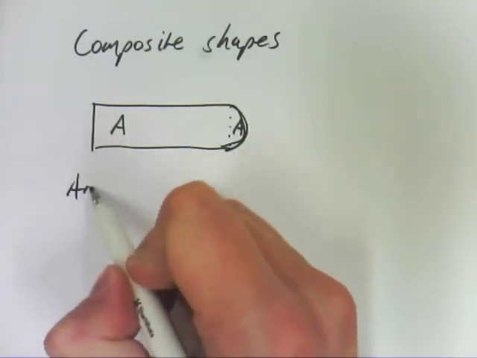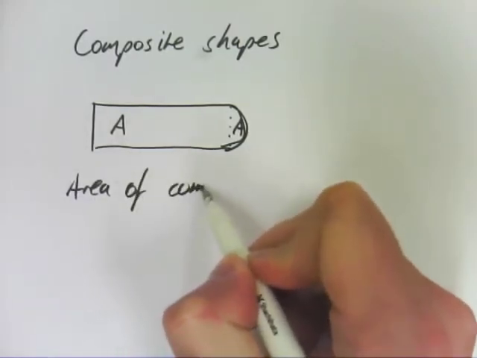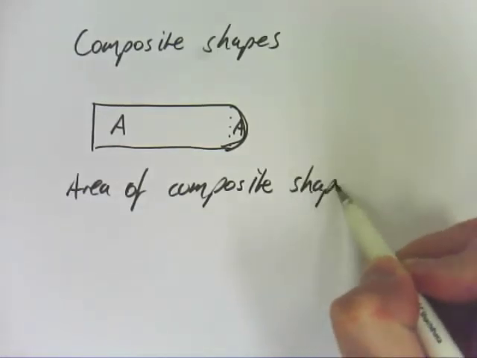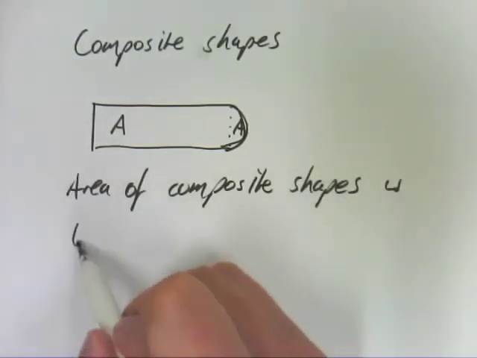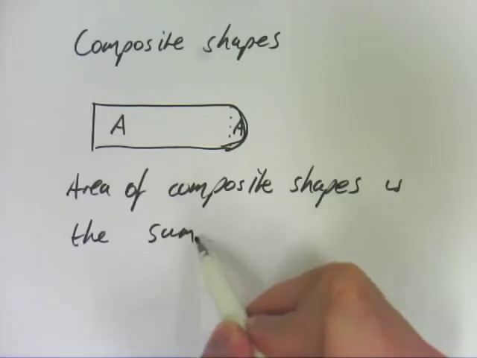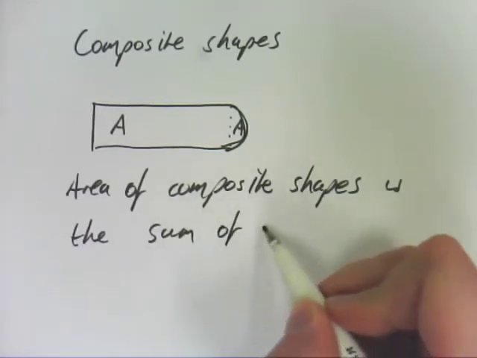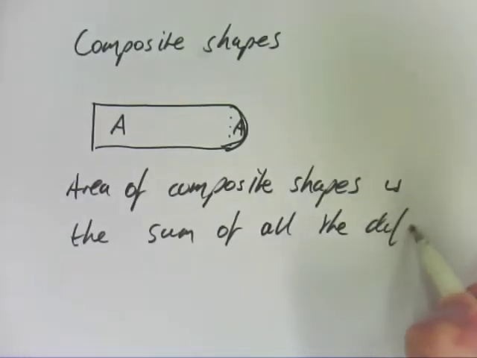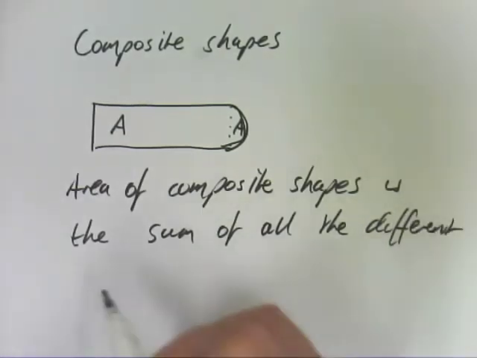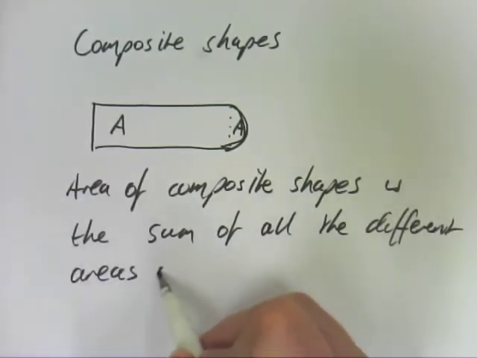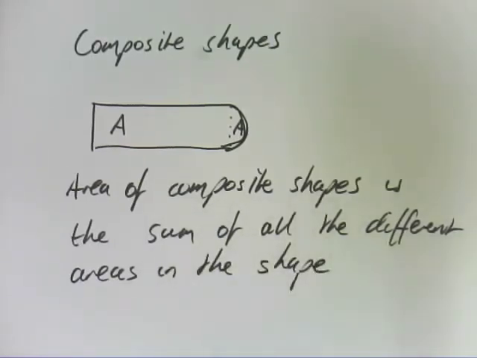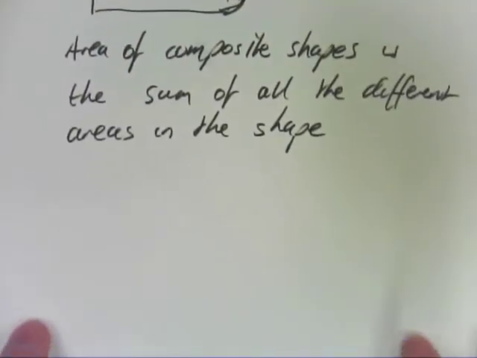So the area of composite shapes, I'll write it down for you, is the sum, which means addition, of all the different areas in the shape. So it doesn't matter what sort of shape you get, as long as you can break it down into sections that you know the rules for, or that you can find the rules for.